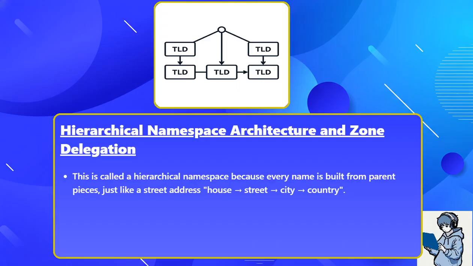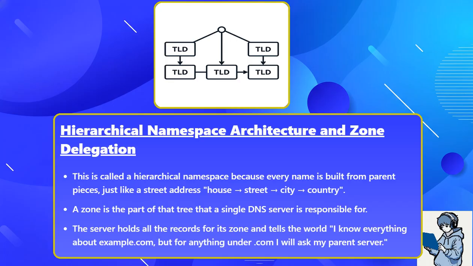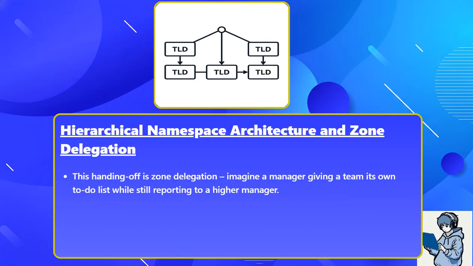This is called a hierarchical namespace because every name is built from parent pieces, just like a street address: house, street, city, country. A zone is the part of that tree that a single DNS server is responsible for. The server holds all the records for its zone and tells the world, "I know everything about example.com, but for anything under .com I will ask my parent server." This handing off is zone delegation.